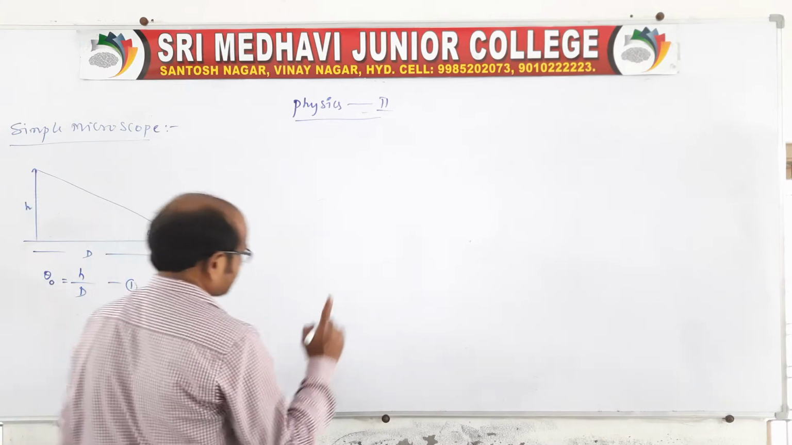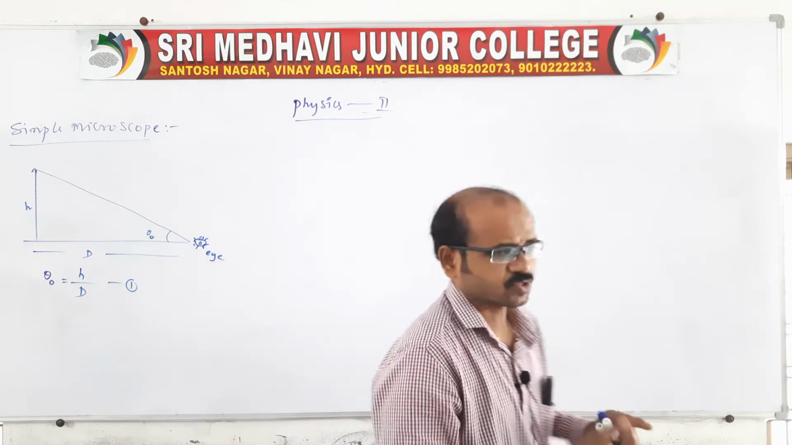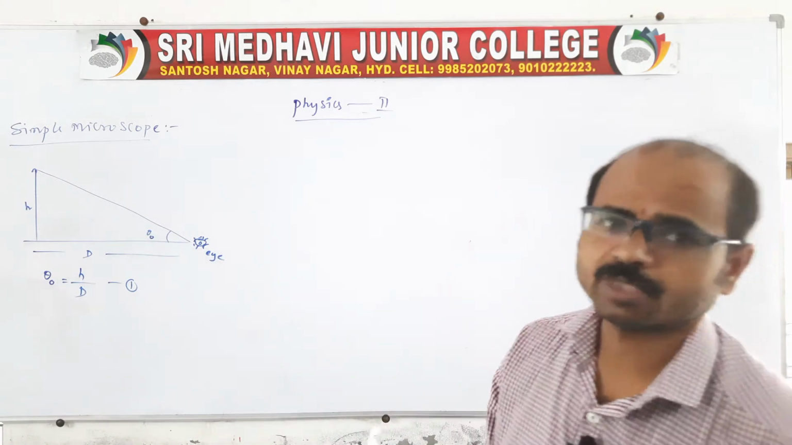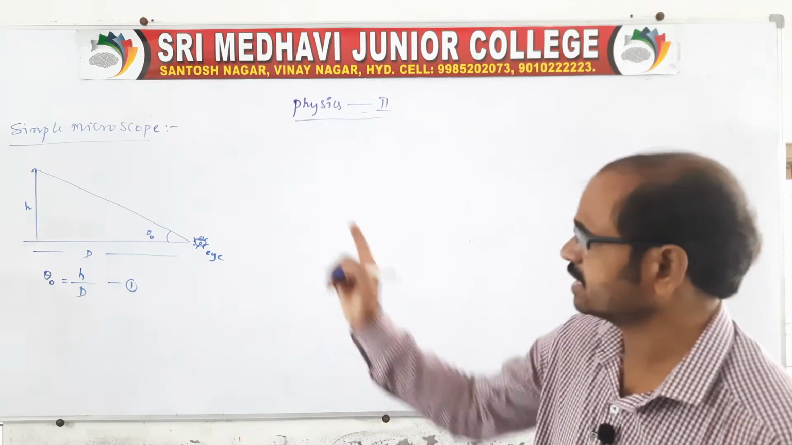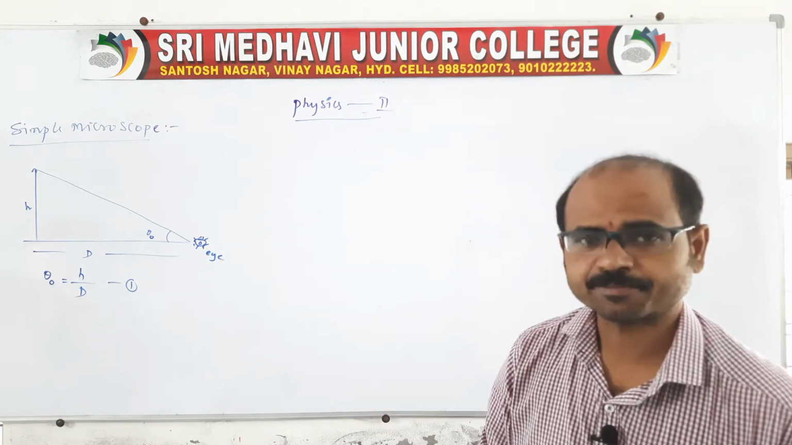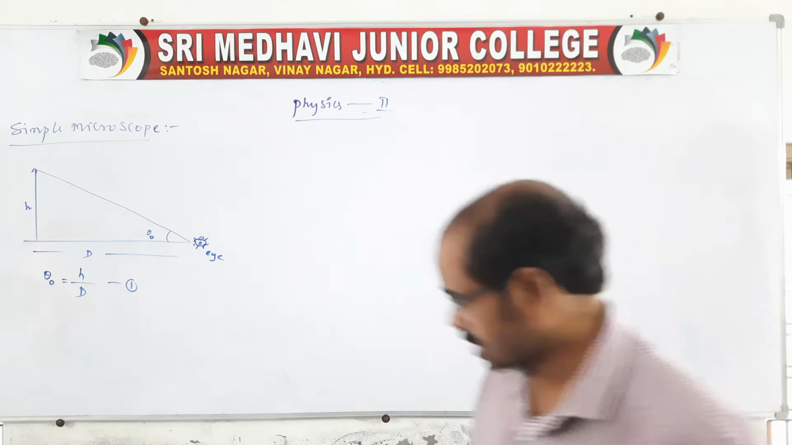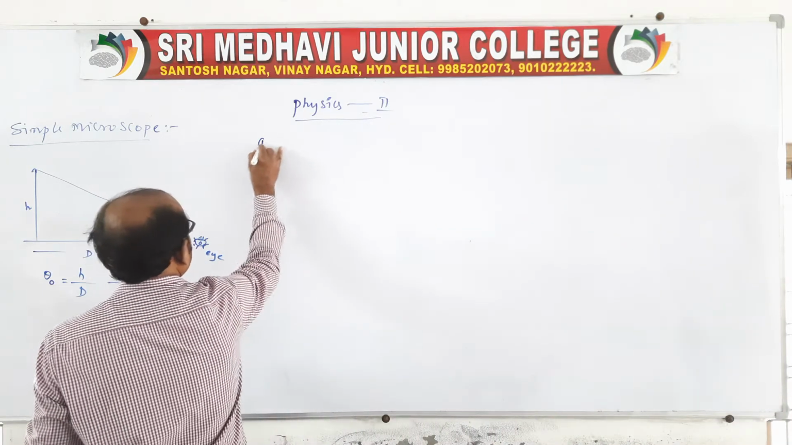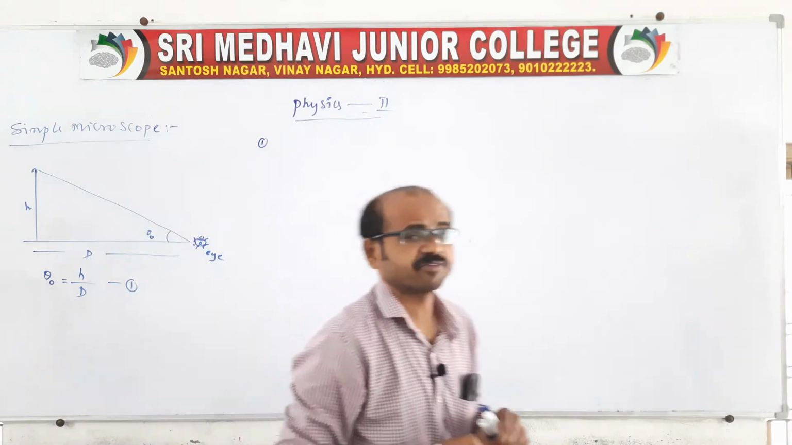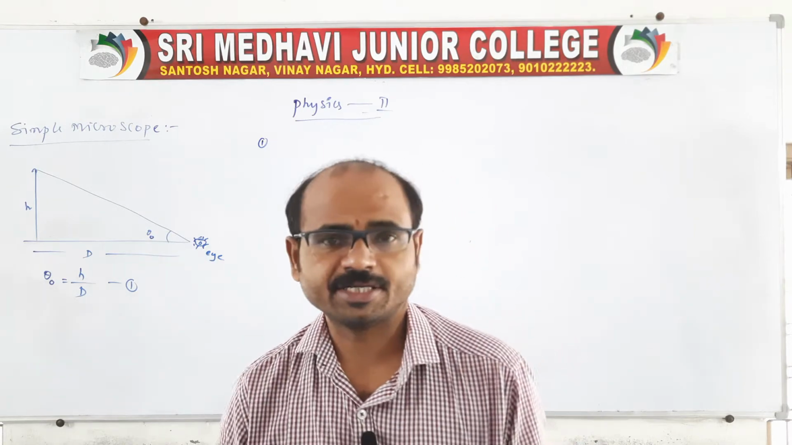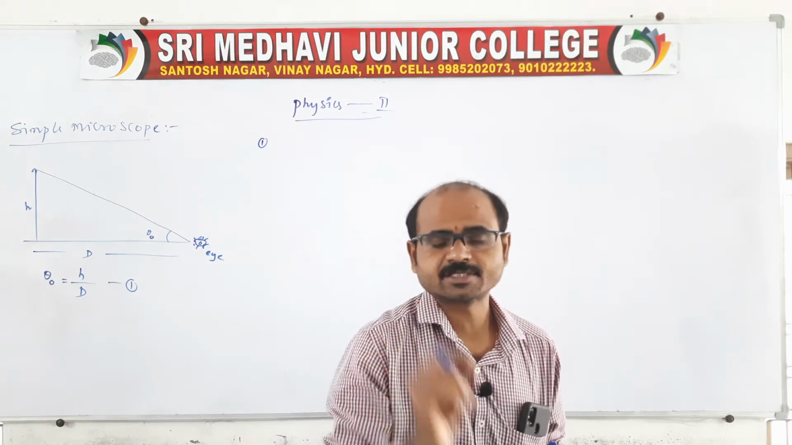Now coming to the point, for all microscopes, whether you take a simple or a compound microscope, in both cases this diagram is compulsory, where theta naught is the visual angle. Now let us come to the simple microscope, which we can also call a magnifier or a reading lens.